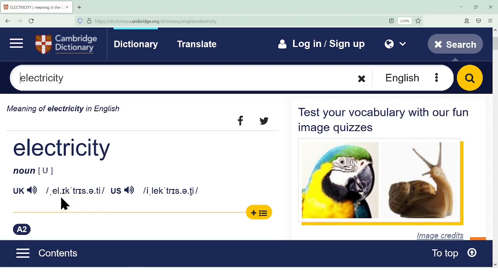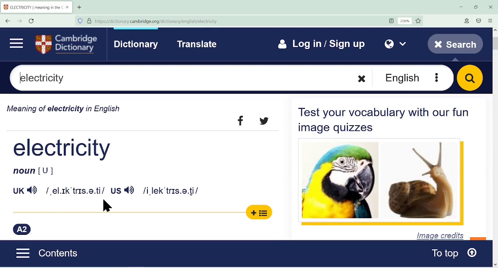For example, you know this sound. So this is the phonetic symbol for the sound. And electricity, electricity.